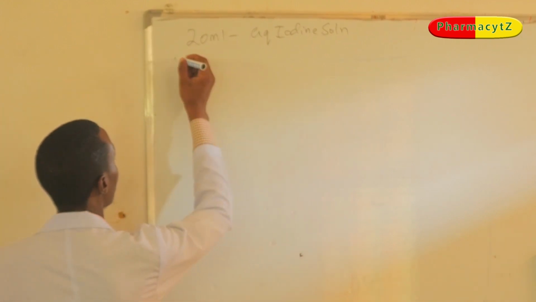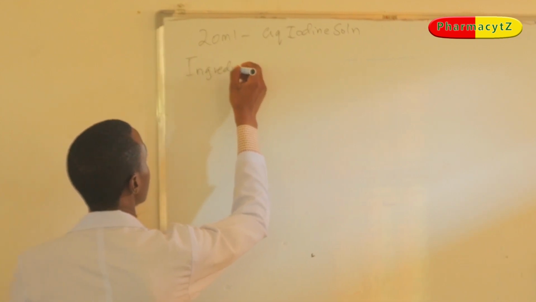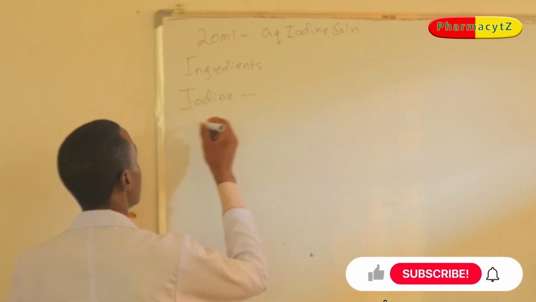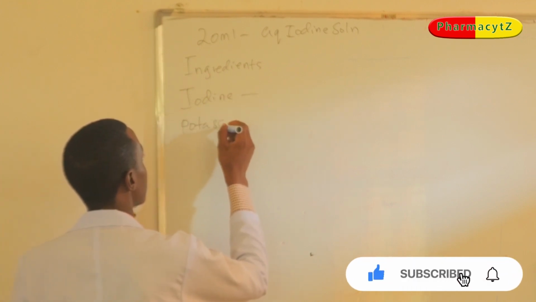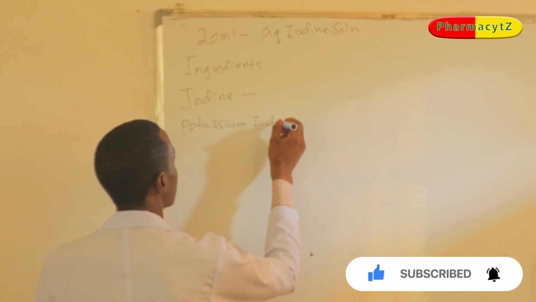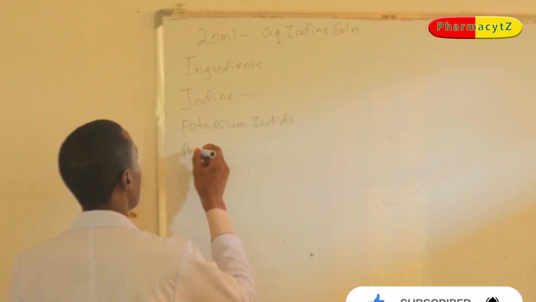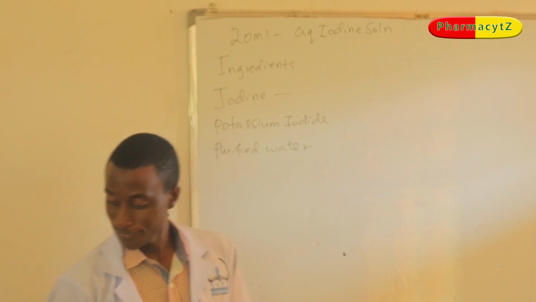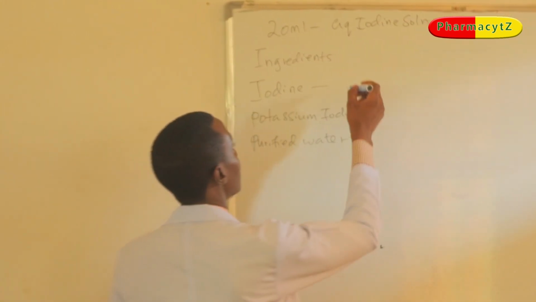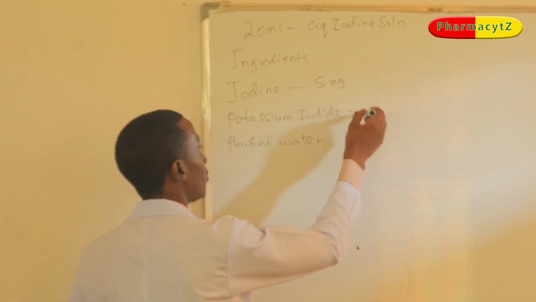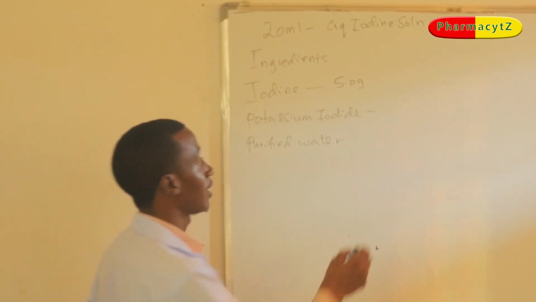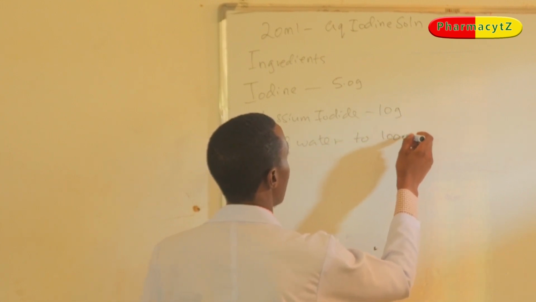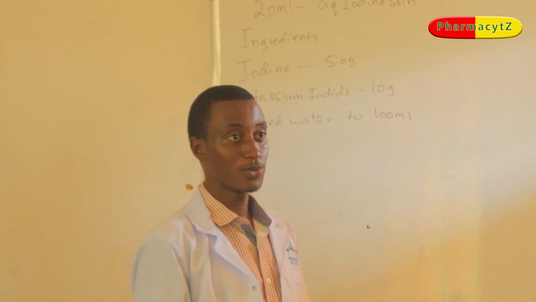In the official formula, we have three ingredients: iodine, potassium iodide, and purified water. Iodine is 5 grams. Potassium iodide, we have 10 grams. Then we add purified water up to 100 ml. So this is the official formula.